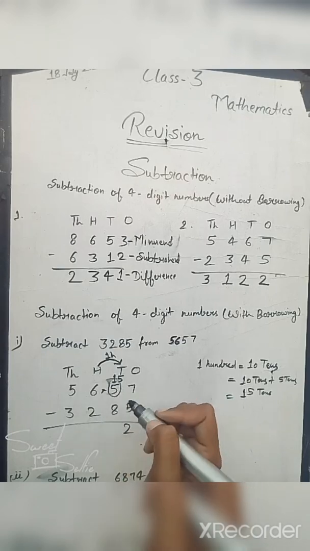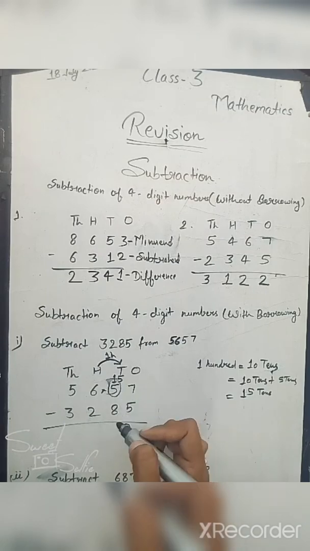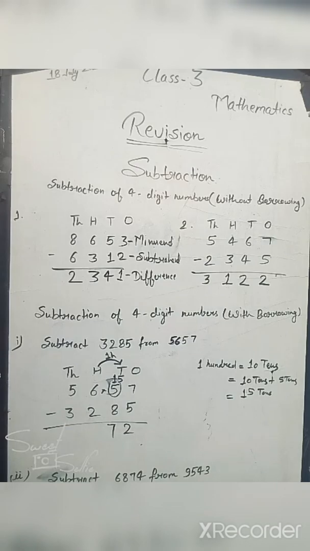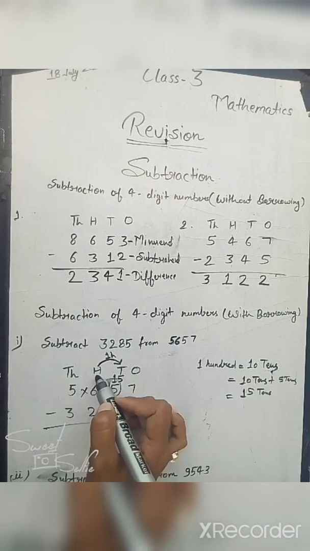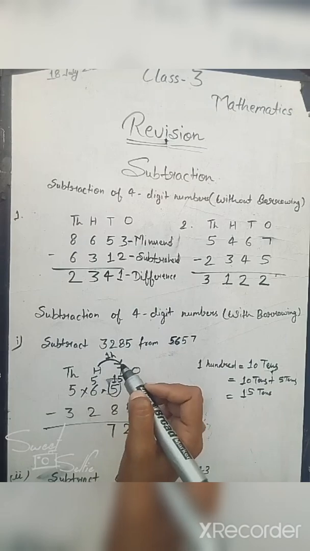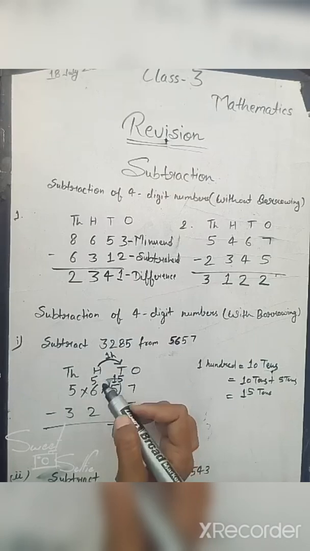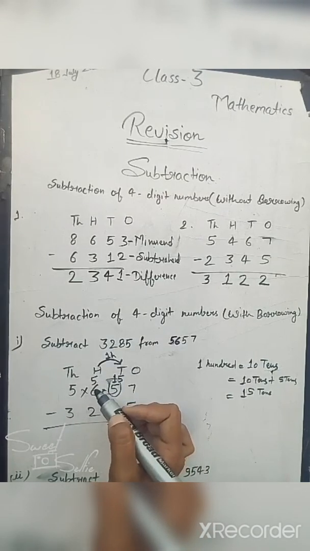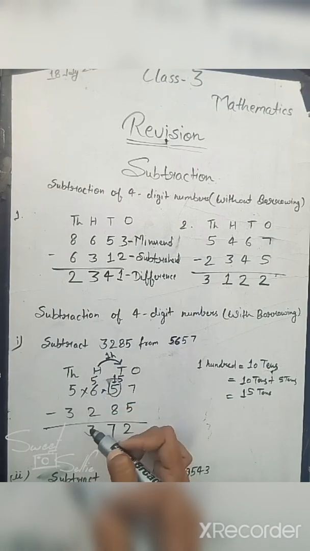So 15 tens minus 8 tens is equal to 7 tens. Okay, and at hundreds place we are left with only 500. Why? Because hundreds has given 100 to tens. Okay, and at hundreds place we have to subtract 200 from 500. So we get 3. Okay, 5 minus 2 is equal to 3.